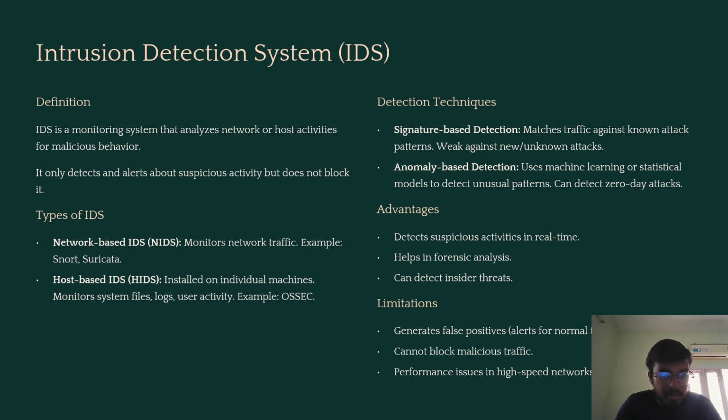Host-based IDS, HIDS, is installed on individual machines and monitors system files, logs, and user activities. Example: OSSEC. Detection techniques: signature-based detection matches traffic against known attack patterns, weak against new unknown attacks. Anomaly-based detection uses machine learning or statistical models to detect unusual patterns. Can detect zero-day attacks.